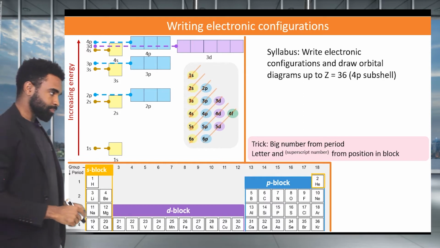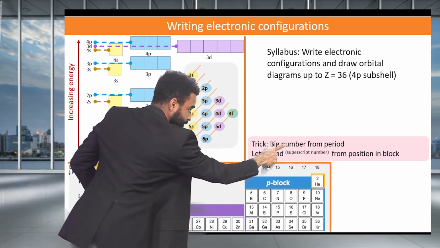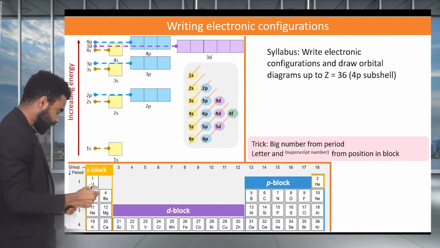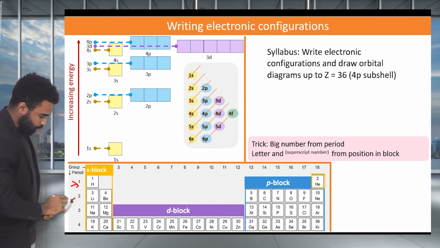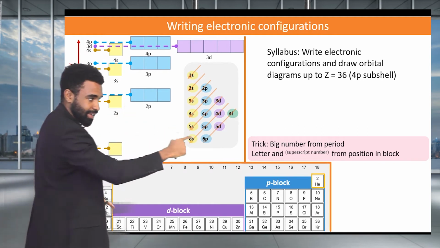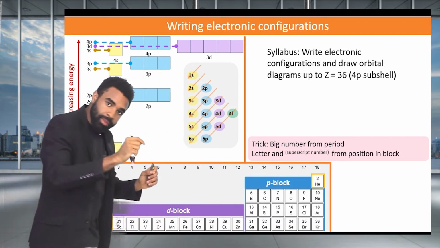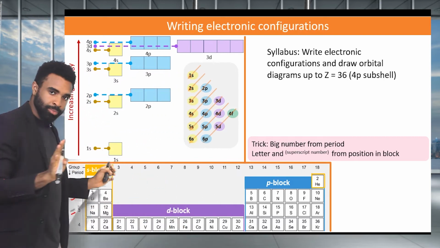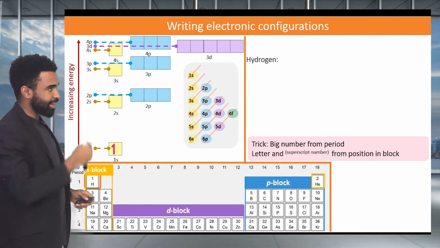Here's the idea. We're going to take the big number for our electronic configurations from these periods here, 1, 2, 3, 4, and we take the letter and the superscript from the position in the block. Probably sounds like gibberish to you. Let's look at an example.